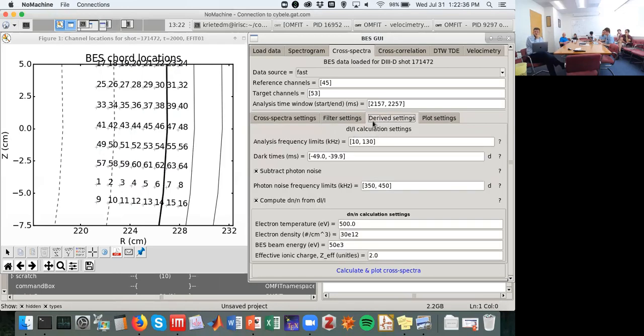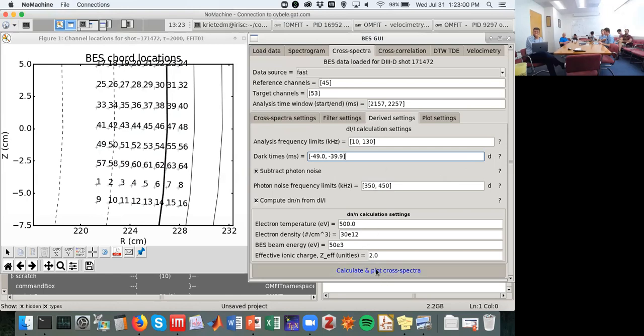And now this derived settings tab, this is basically the settings that determine how you calculate fluctuation amplitudes. So most of these don't need to be changed. The defaults are fine. And if you're really interested, of course, you can always click on the little question mark for a description of what the setting does. But the only setting that you usually need to change is this analysis frequency limits.